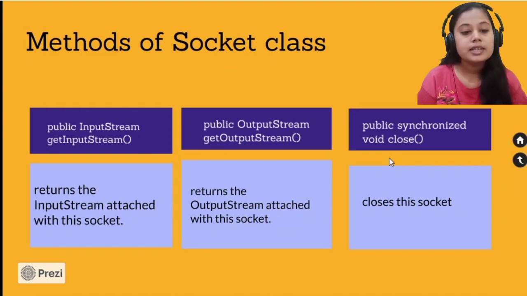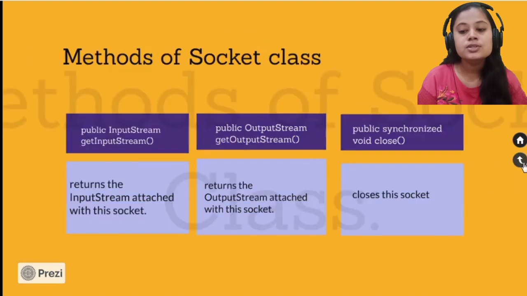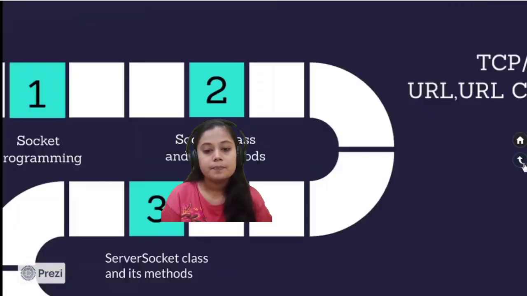Public InputStream getInputStream method returns the input stream attached with the socket. Public OutputStream getOutputStream method returns the output stream attached with the socket. And public synchronized void close method is used to close the socket.